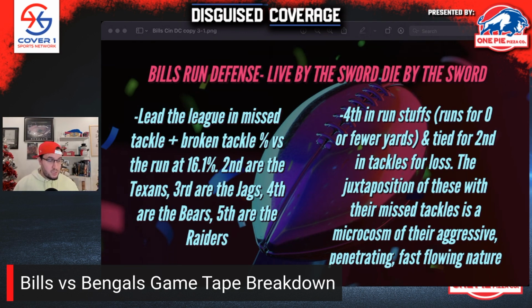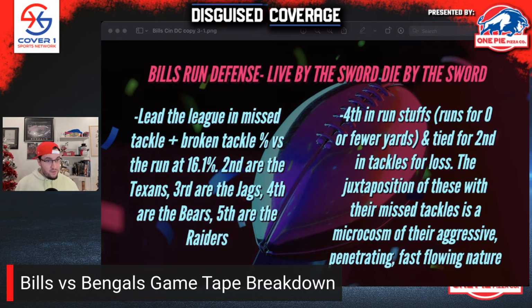So if you run it on 1st and 10, their goal is to turn it into 2nd and 12, 2nd and 13. This isn't really a 2nd and 7, 2nd and 8, 2nd and 6 defense, right? They are aggressive. They get upfield, and it's backed up by what you see on the tape, but also with the numbers. They're 4th in the entire league in runs that go for 0 or fewer yards, and tied for the 2nd most tackles for loss as a defense. But then they're also 1st in missed tackle and broken tackle percentage versus the run at 16.1%.